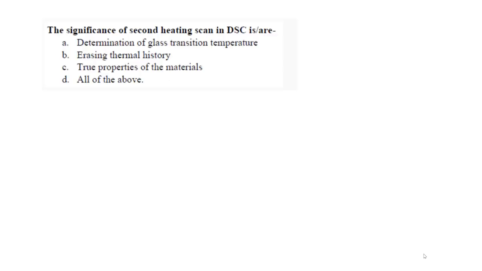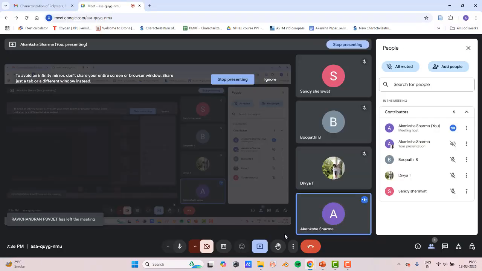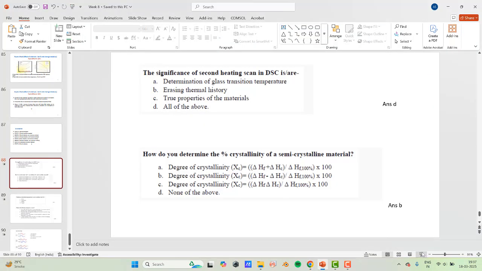So the significance of the second heating scan is for determination of glass transition temperature, or erasing the thermal history, or true properties of the material, or all of the above. Can anyone tell me now what will be the answer for this? Hello. No one is able to answer. Okay, let me explain then.